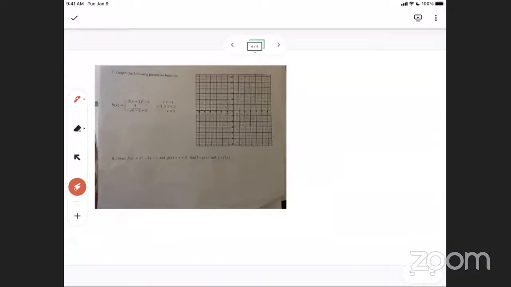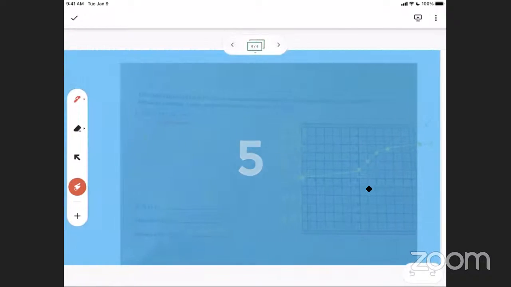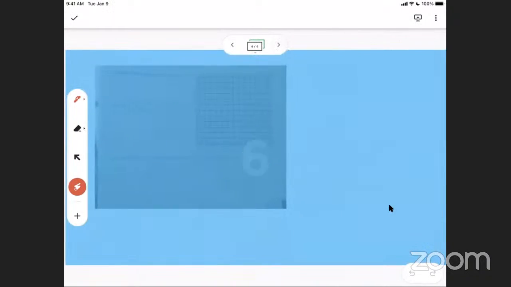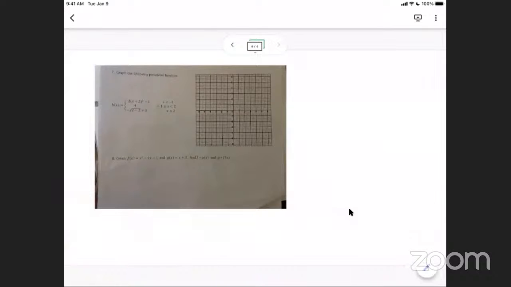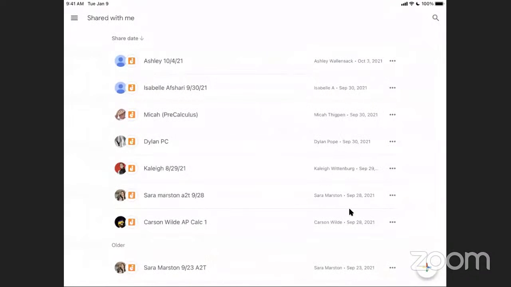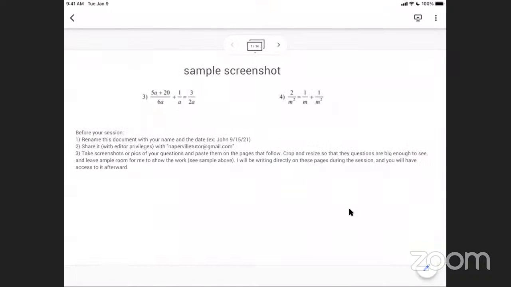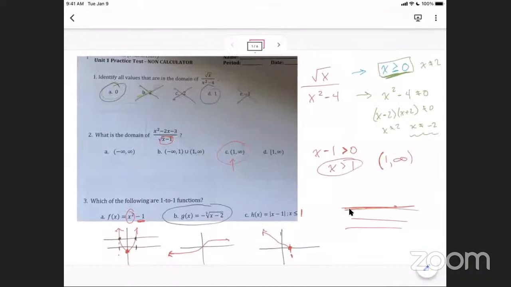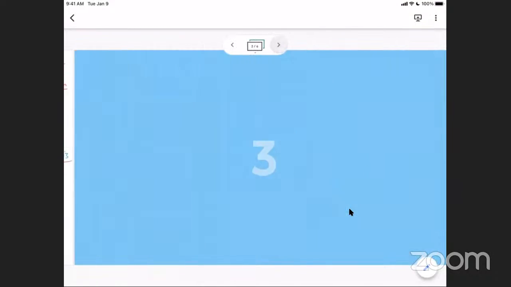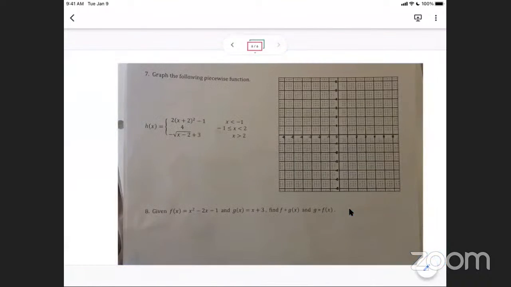So now this is a piecewise function, so this is slightly different. With piecewise functions, let me make this a little bit bigger so we can see it better. Hold on, it's not showing up big like I was hoping it would. Sometimes I have to close it down and open it back up for the changes to take place. There we go. So, piecewise function.